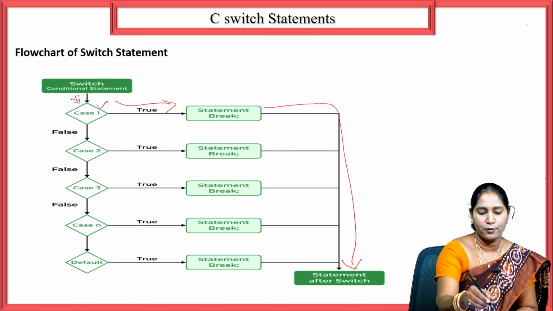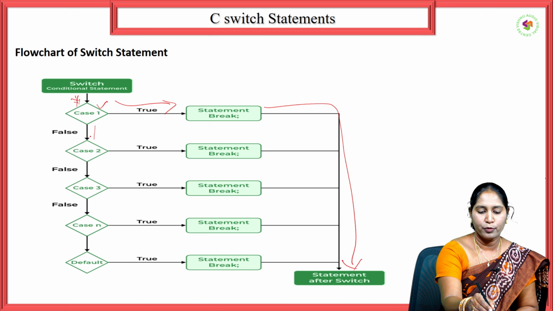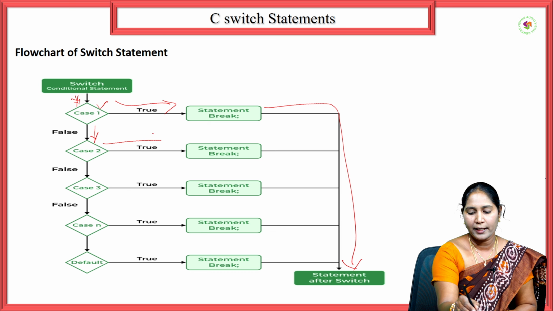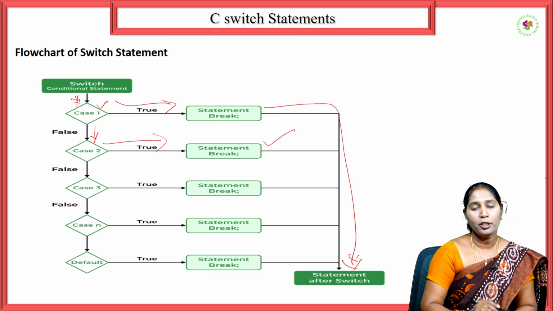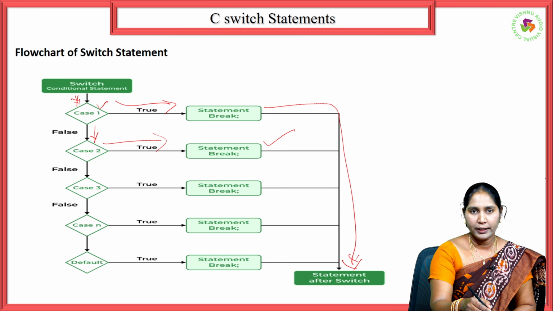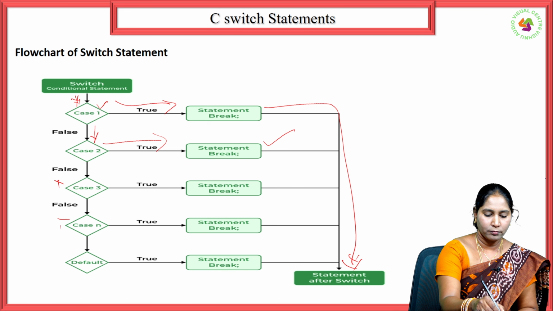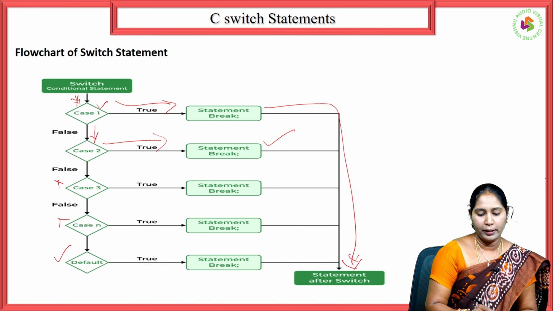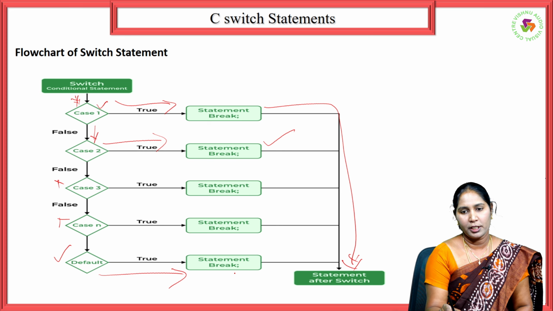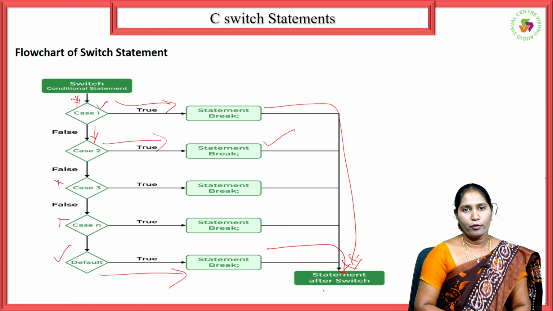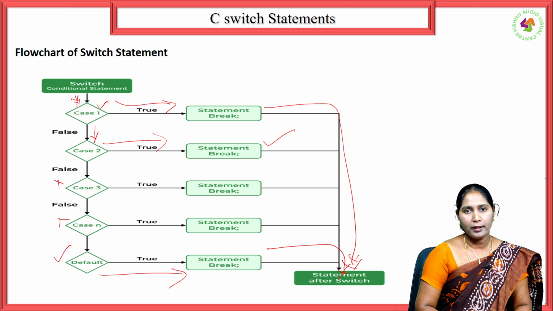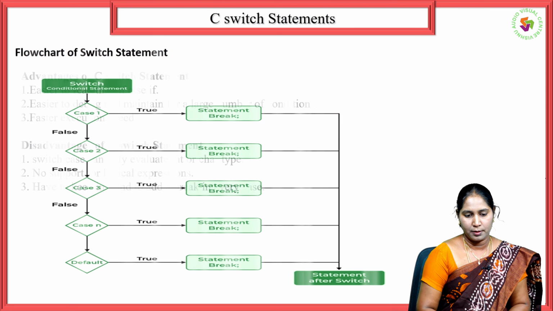If it is not satisfied, if it is false, then the control moves to case 2. If case 2 is satisfied, it executes this one and directly comes here. Like that it will be checking all the cases. If none of the cases are satisfied, then the control directly comes to the default case, this default statement will be executed, and then the control comes to the statements that follow the switch. So this is the basic flowchart that we will be using for switch statements.